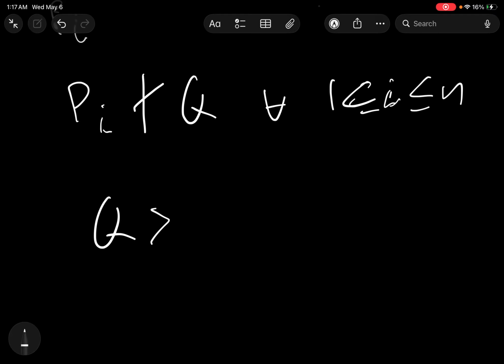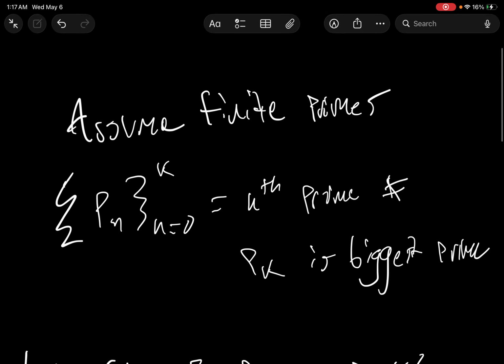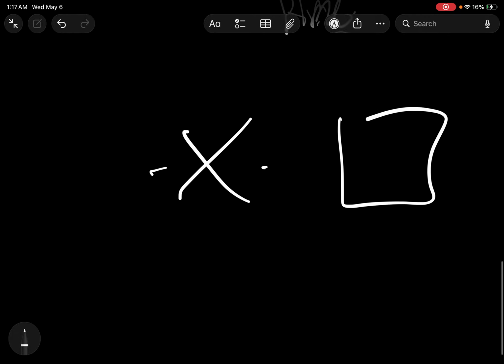But q is bigger than p_k, so that means q is the biggest prime. And q is not the same as p_k either. So q is the biggest prime, and it's not p_k, but we said p_k was the biggest prime. So that's a contradiction, which means there are infinite prime numbers, so we're done.